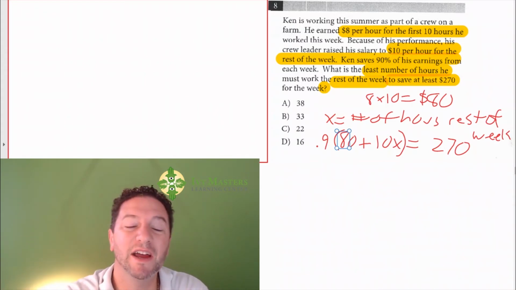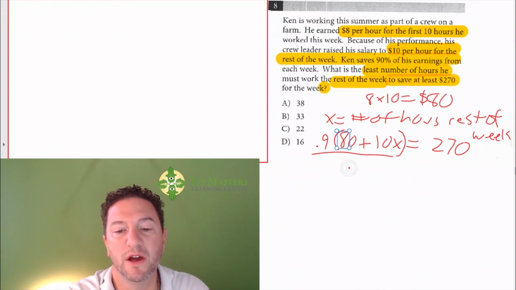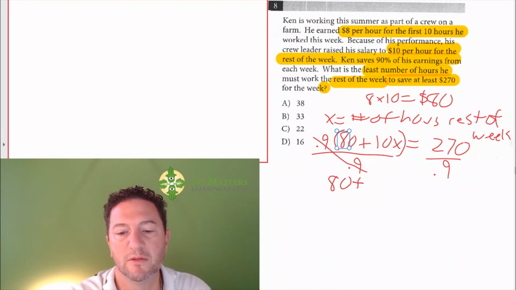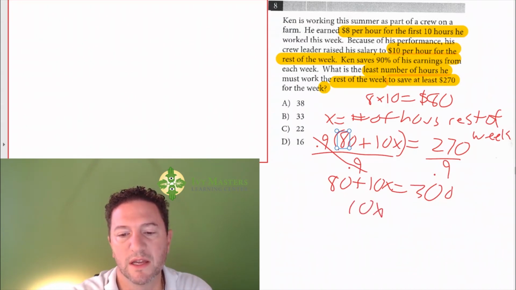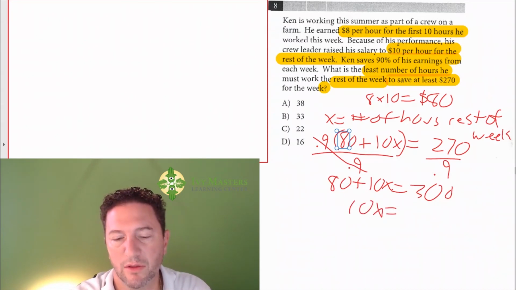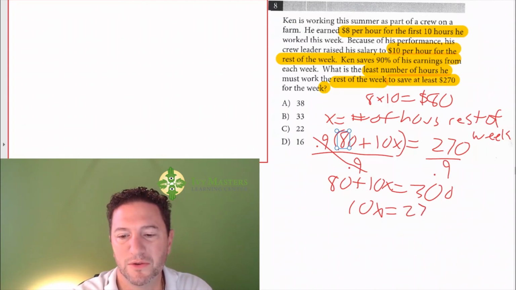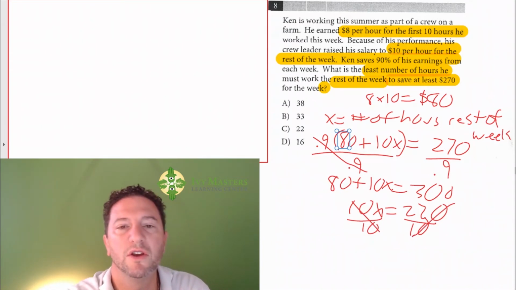So what we could do here, first off, now most of you will distribute this 0.9, but since it's multiplying the entire left side, what I could do is divide by 0.9. Distributing will work also. If I divide both sides by 0.9, then I get 80 plus 10x equals 300. Then I subtract 80 from both sides, I get 10x equals 220. Then I divide both sides by 10, and I get that x, the zeros cancel out, x is 22. So you know your answer is C.